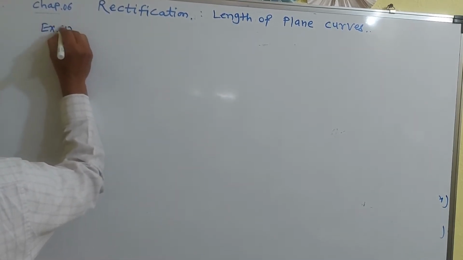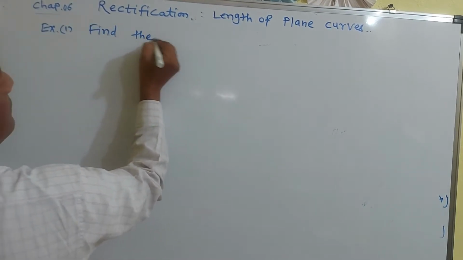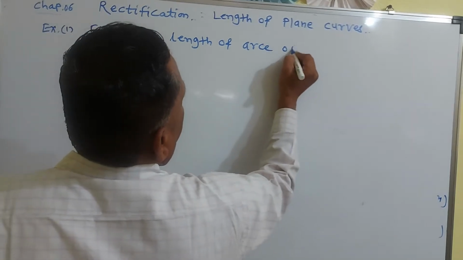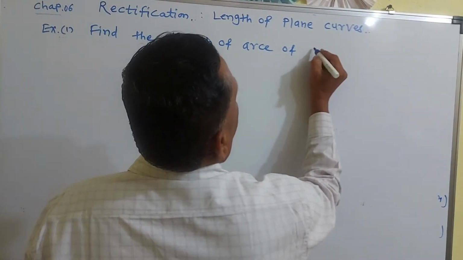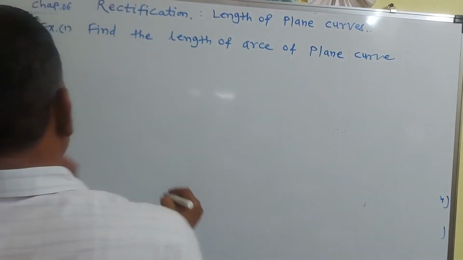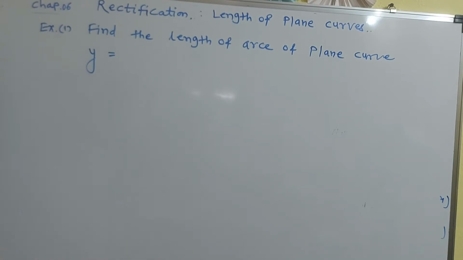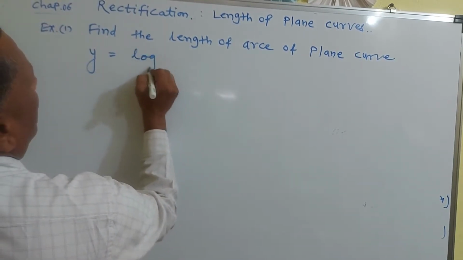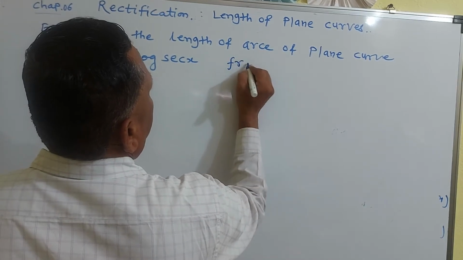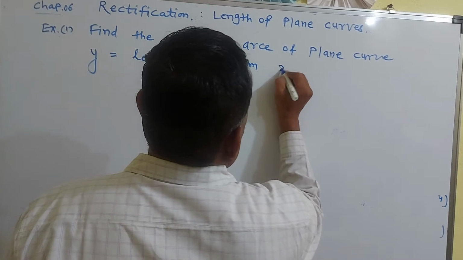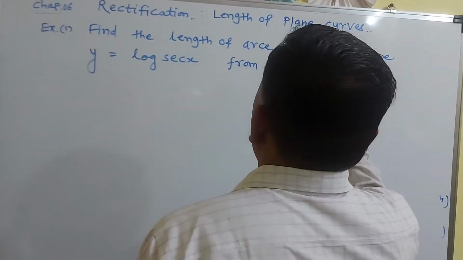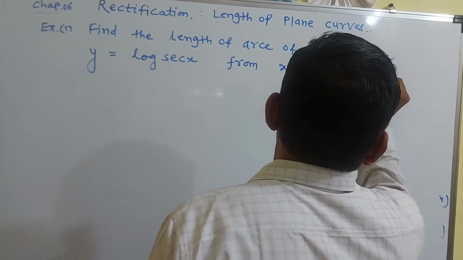Example 1. Find the length of arc of the plane curve y is equal to log of sec x from x is equal to 0 to x is equal to pi by 3.